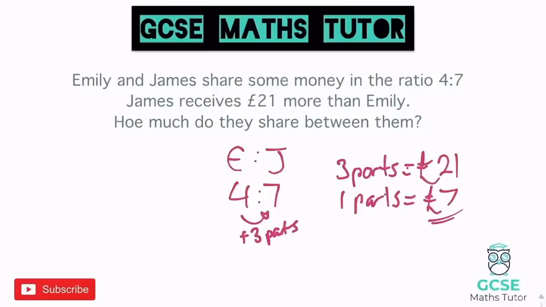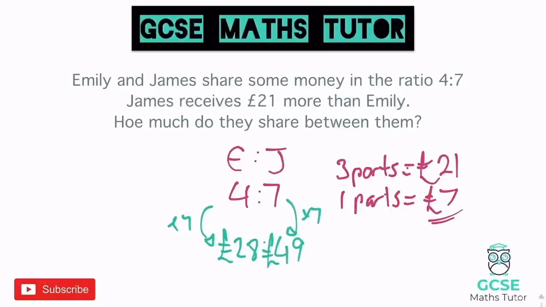And from there we can work out how much they both receive. If it was 4 to 7, and each part is now worth £7. Well, 4 times 7 gives us £28 for Emily, and 7 times 7 gives us £49 for James. So Emily receives 28 and James receives 49. It says how much do they share between them. So if we add these together, it gives us the total amount. So 49 plus 28 gives us £77. There we go, so they share £77 between them.